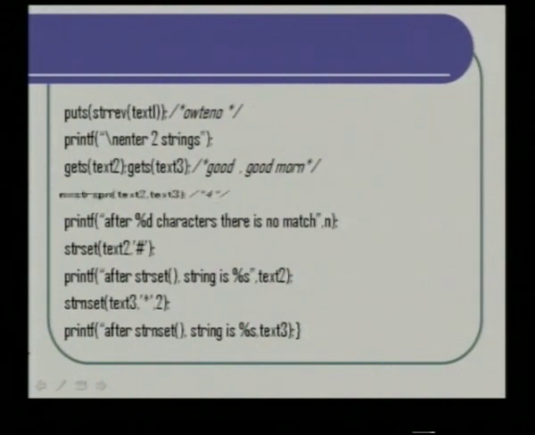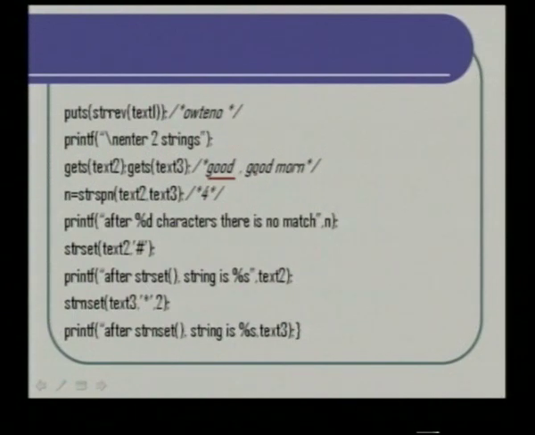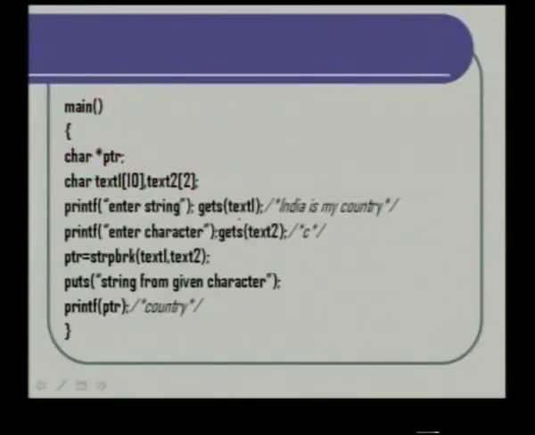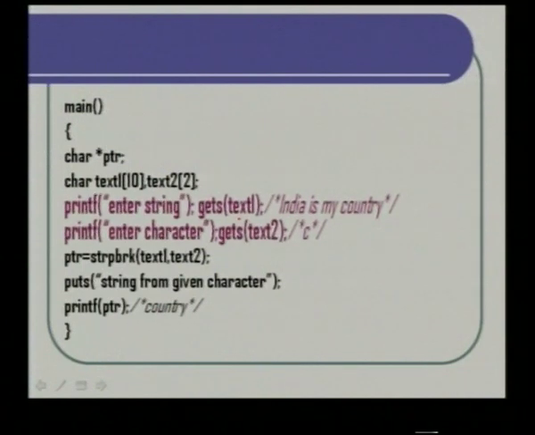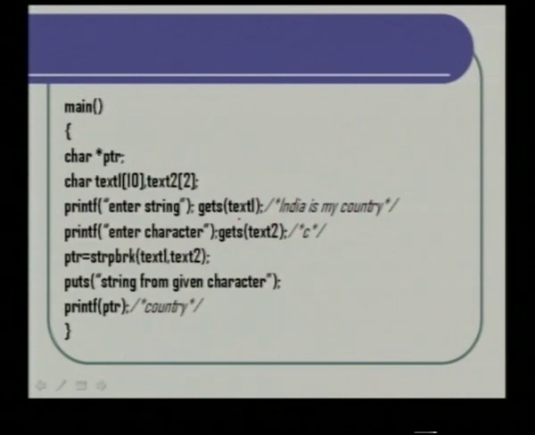SPN is to find out up to what length two strings are identical. So, text 2 and text 3 are two strings, and the result is 4. Text 2 is "good", text 3 is "good morning". So, here only the first 4 characters are identical, so that is printed over here. Then string set is to set the string with the hash symbol, and string n set sets the string with the star symbol up to 2 characters. And here you have the strpbrk function which is to print only from one particular character.